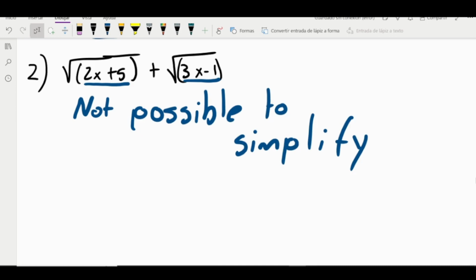For this situation, we can't do anything. We can't make the addition or the subtraction or whatever the operation is, because it's not possible. I hope this is clear. Let's solve the next one.